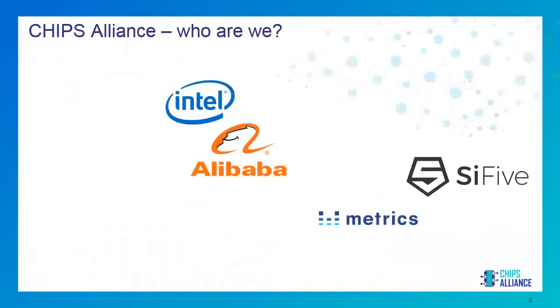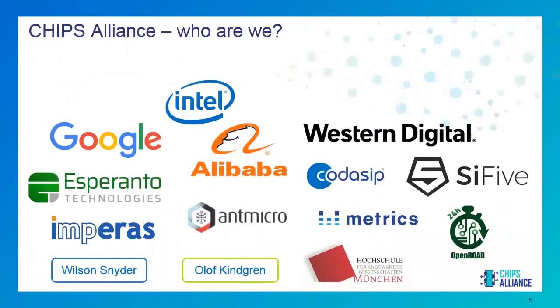This is an interesting chart. Who are we? I probably missed a couple of members that may have joined in the last 2 weeks, but you recognize some big names like Google, Alibaba, and Intel. You recognize many RISC-V companies. Many RISC-V companies have joined or are at least talking to us and contributing. We have multiple universities that have joined, München's University of Applied Sciences being one of the first.